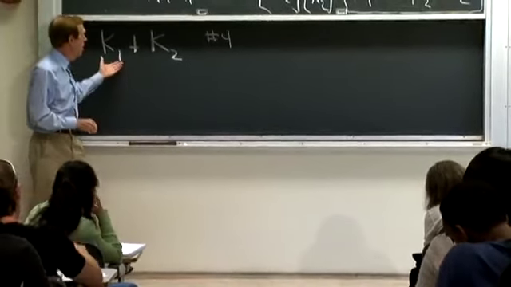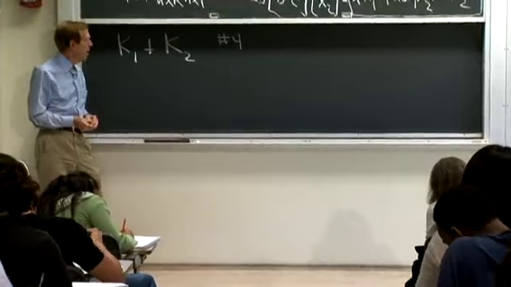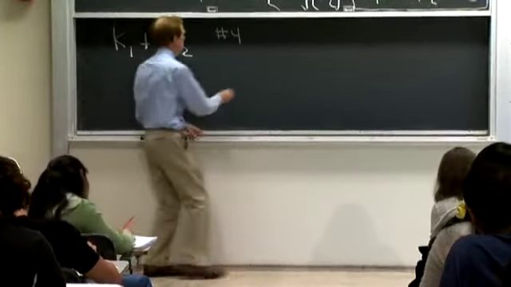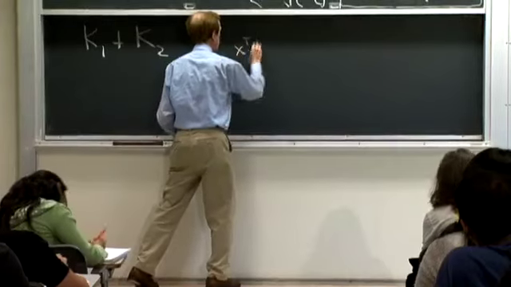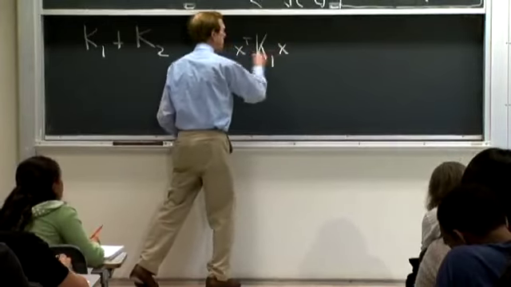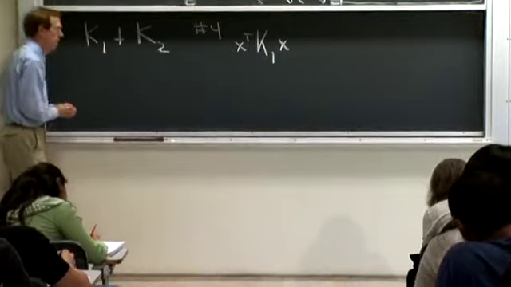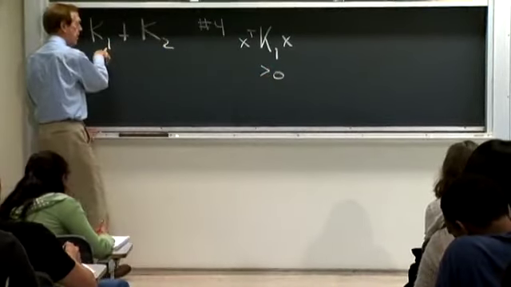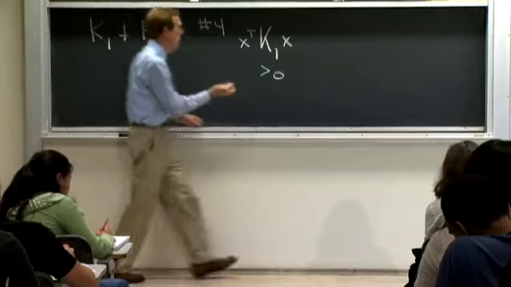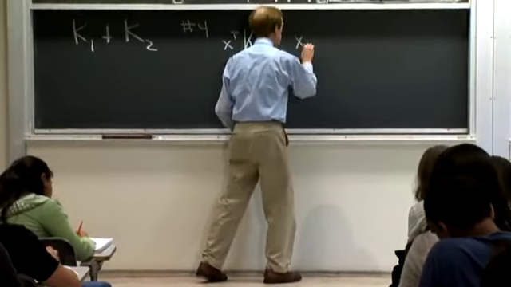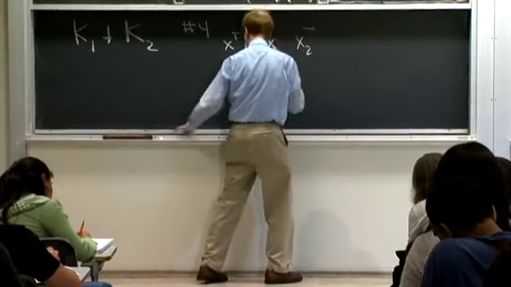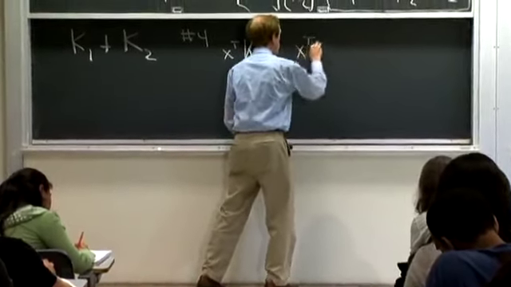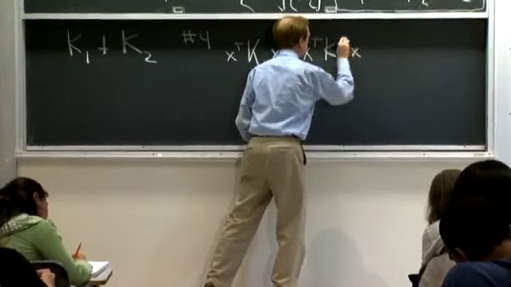So K1, what's the test? Test number 4 tells us that this part, X transpose K1 X, is positive. If we know that's positive definite. Now about K2, we also know that for every X, you see it's for every X, that helps. For every X, this will be positive.